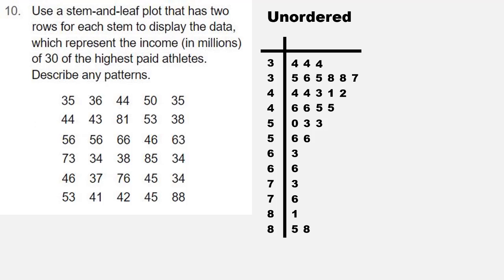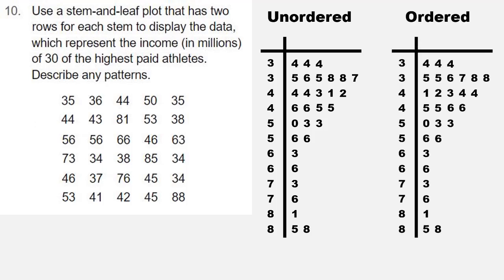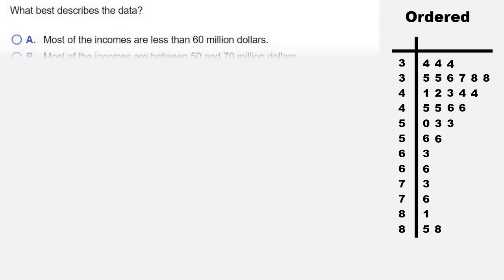To put it in order, we're going to rearrange each row so that those values go from least to greatest. So the ordered version would look like this. And you can see that each row of the plot has been rearranged. So once we've got that plot, we can answer some questions.